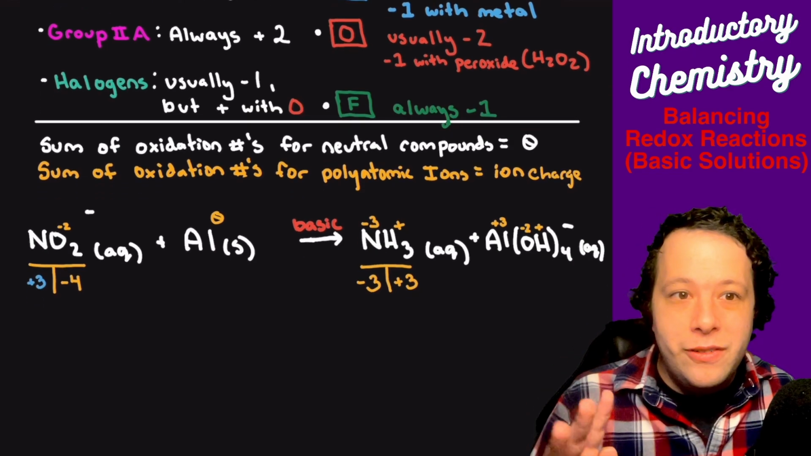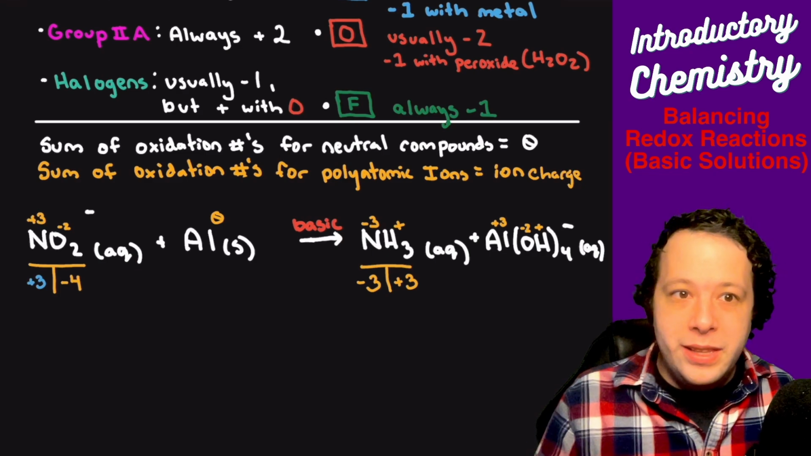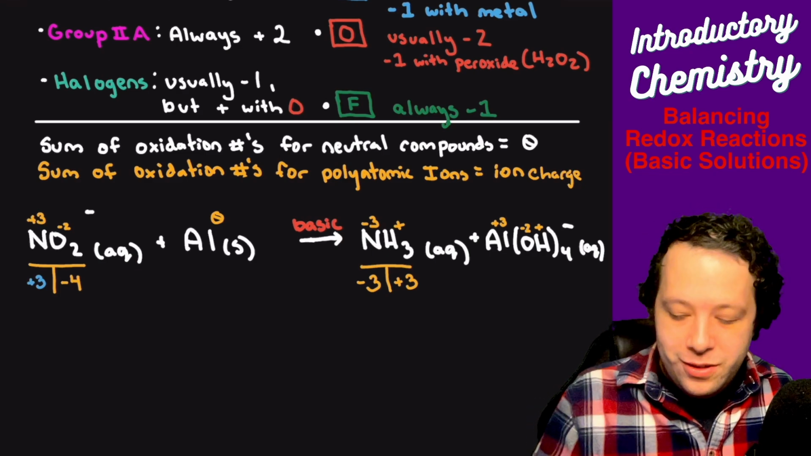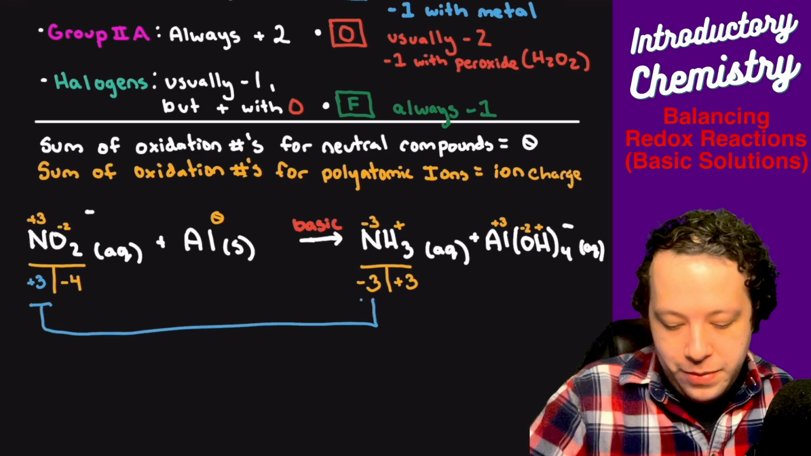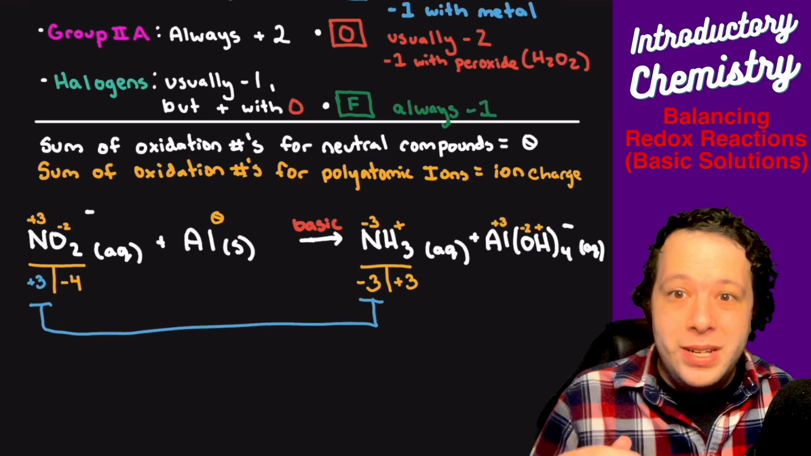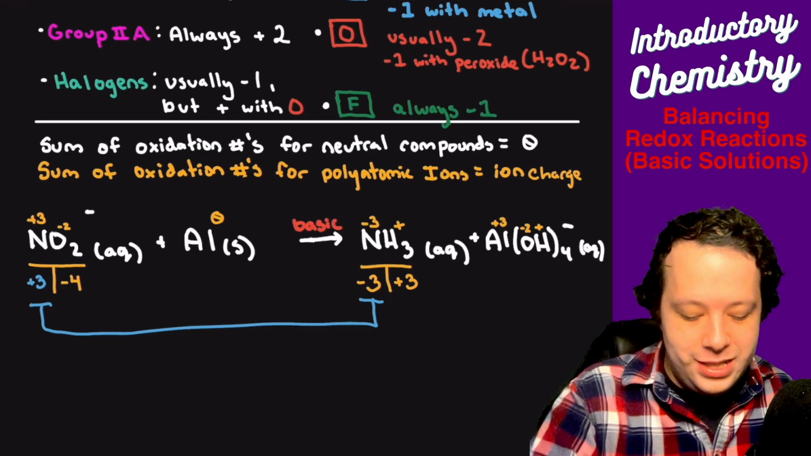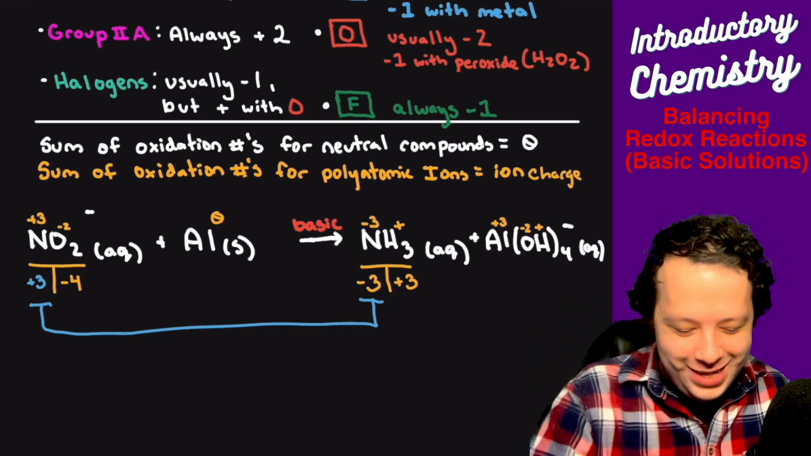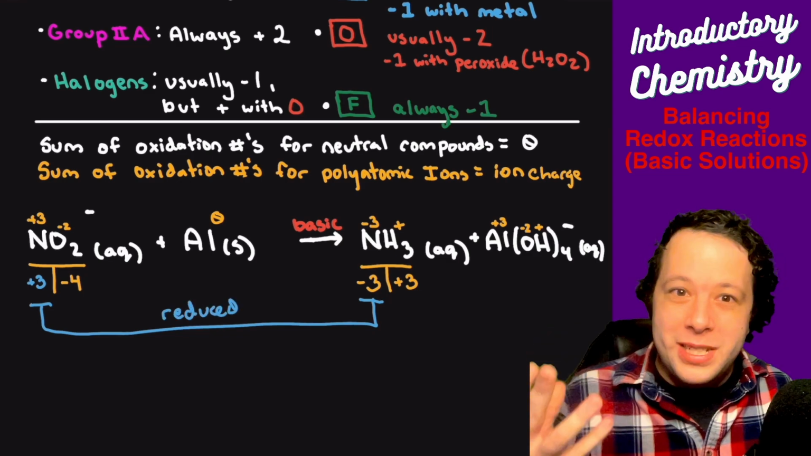So we're looking for anything that's changing charges going from the left to the right. One of those we can see is the nitrogens, right? We can see nitrogens going from +3 to -3, meaning it's becoming more negative or it's gaining electrons. So if you remember GR, right? Gaining electrons means reduced.